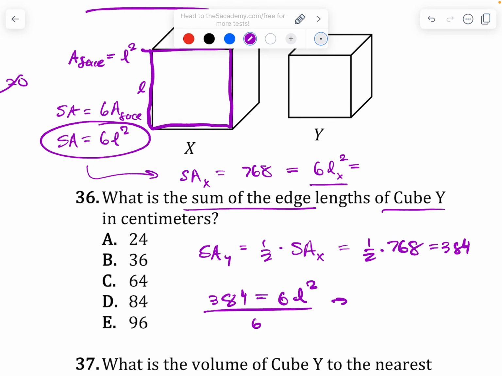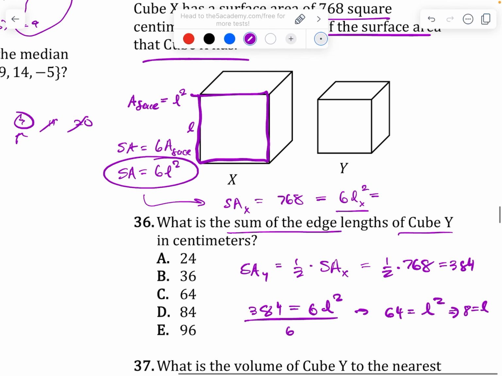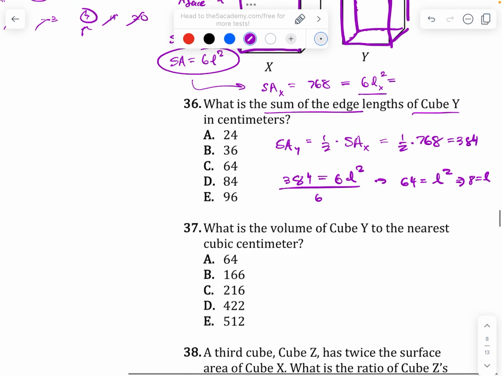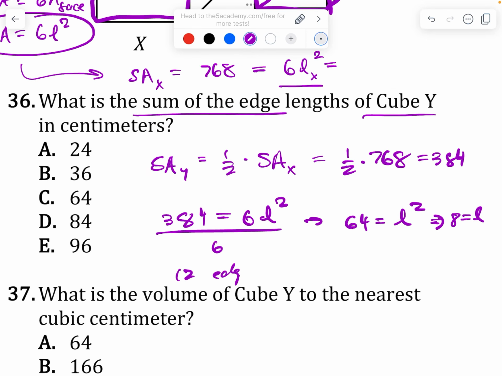Divide by 6. 64 equals L squared. 8 equals L, okay? Now I know that each edge is going to be 8 units long, 8 centimeters. How do I find the number of edges? Well, I can just draw all of them like I did earlier and then count. So if I look at the bottom square, I have 4. Top square, I have 4. That leaves me with 1, 2, 3, 4. So 4 plus 4 plus 4 is 12. 12 edges in a cube. 8 times 12 is equal to 96.